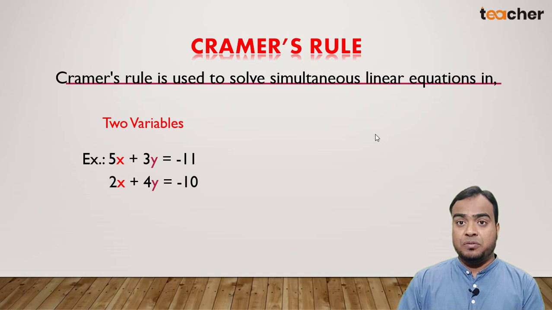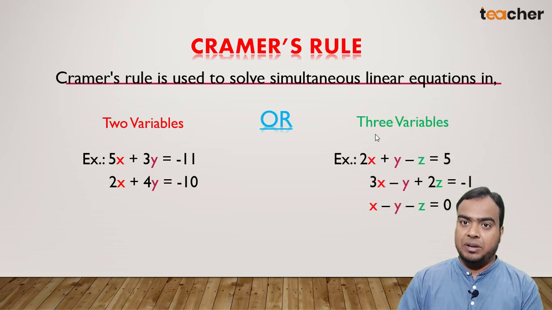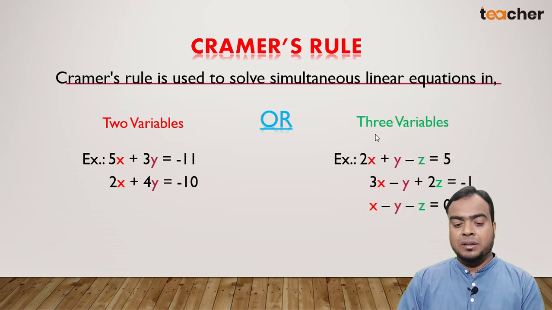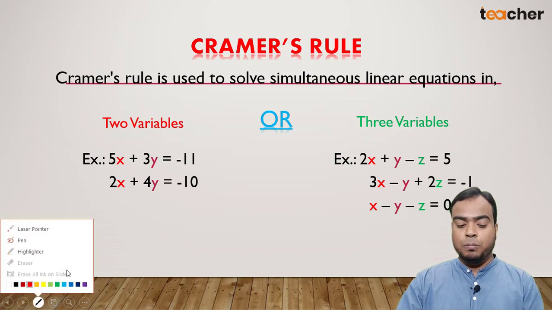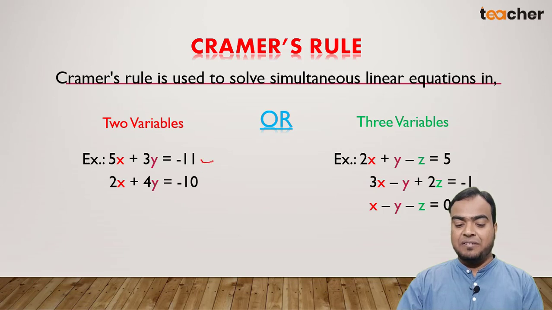A linear equation can be of two variables or of three variables. As you can see on your screen, in two variables only x and y are used, and in three variables we have used x, y and z as the variables. Whenever there are two variables, we will have two equations to find the value of x and y, and as you can see, both equations have the same variables, therefore such equations are called simultaneous equations.